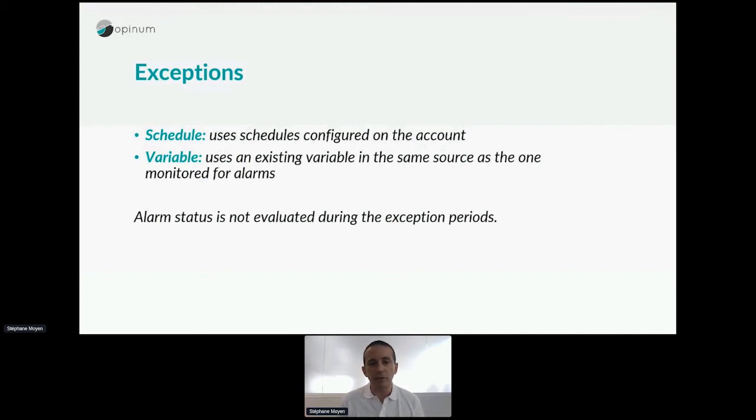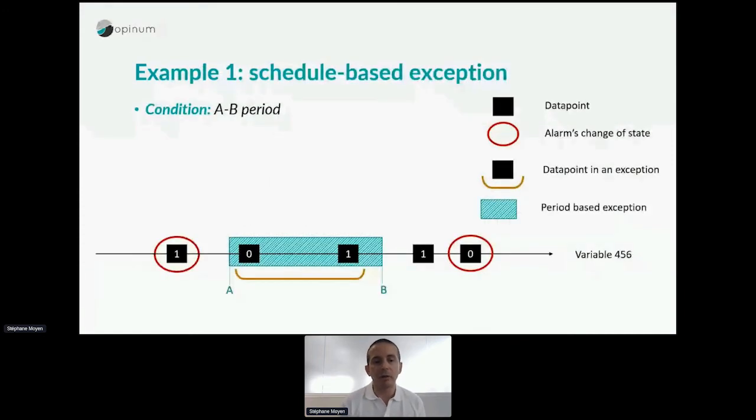Let's take 2 examples, but just to say that the status of the alarm is not going to be evaluated during the exception periods. That means that even if it goes back to a reset or a set to present or not present state during those exception periods, you're not going to get any evaluation of those during the exception periods. So let's take an example of a schedule-based exception.